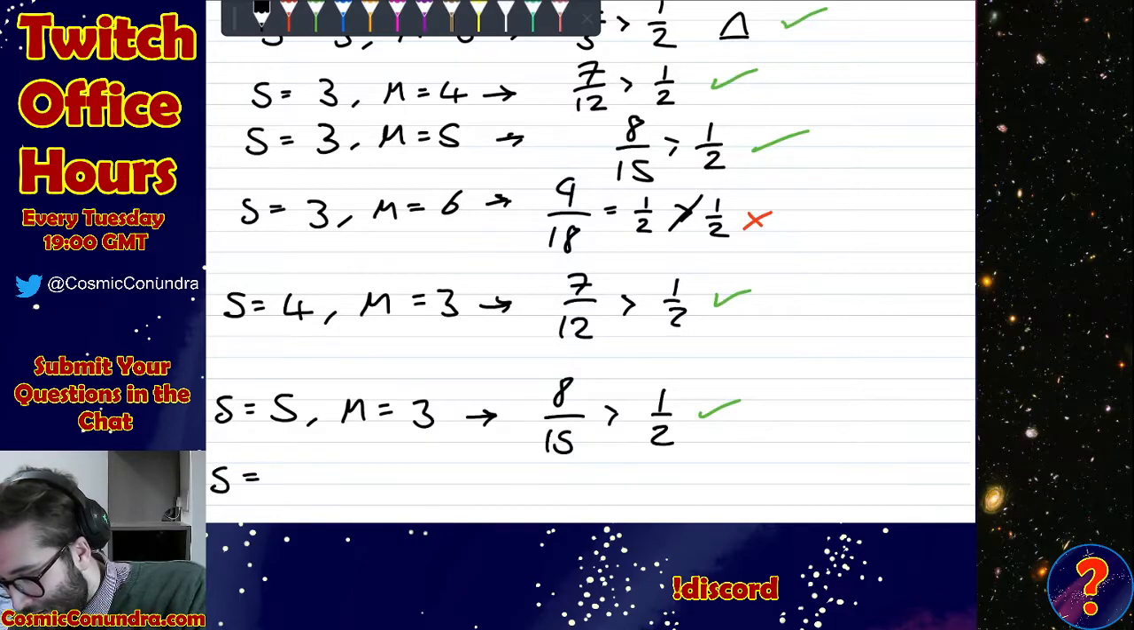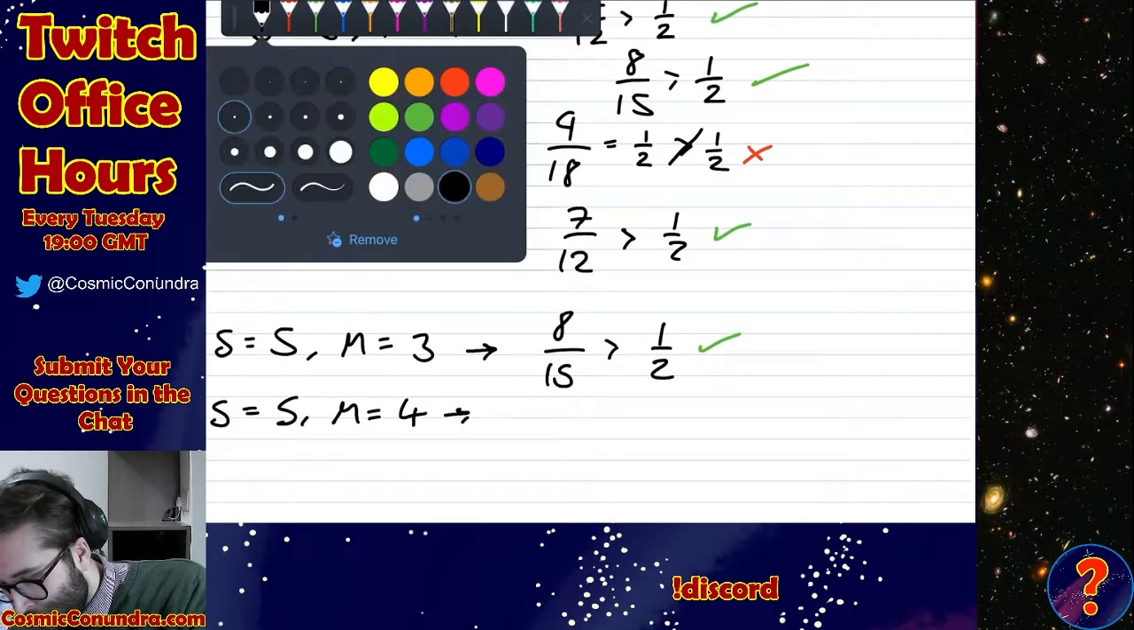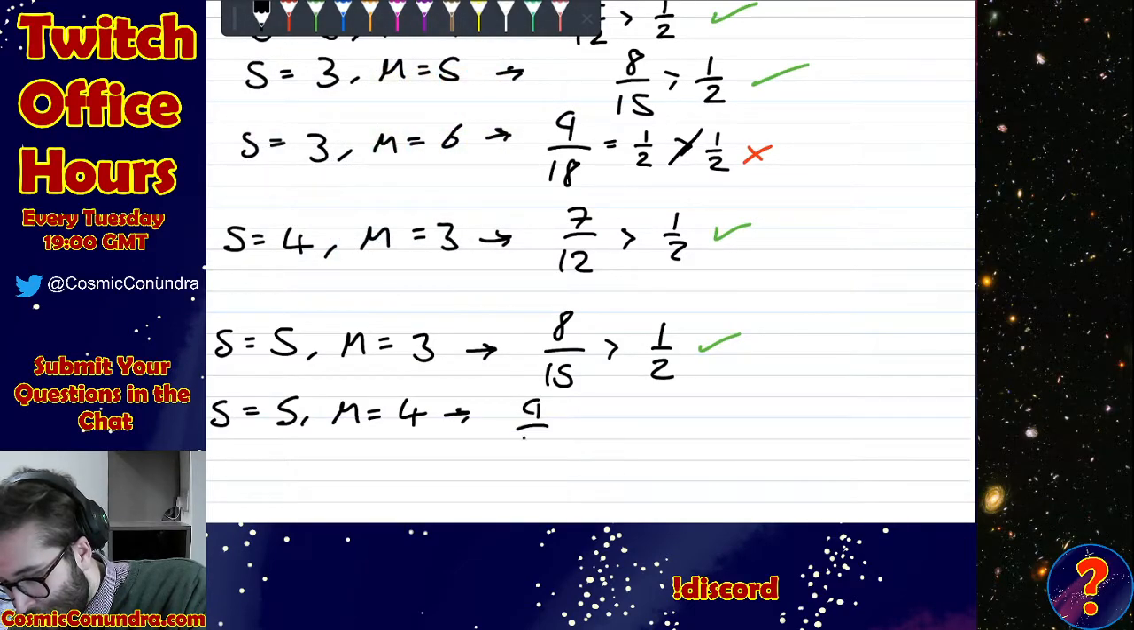But then if you try S is 5 and M is 4, that gives you 9 over 20, which is not greater than a half. So that is not allowed.